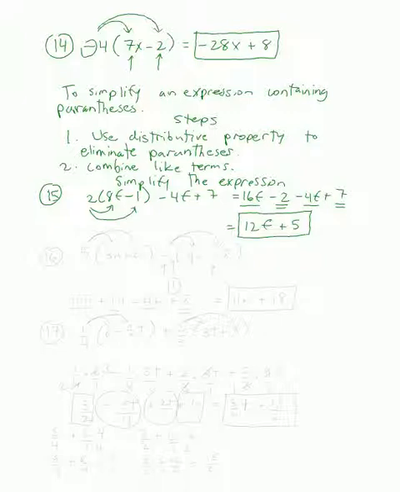Let's try another one. We're going to do 5 times 3n plus 2 minus 4n minus 8.